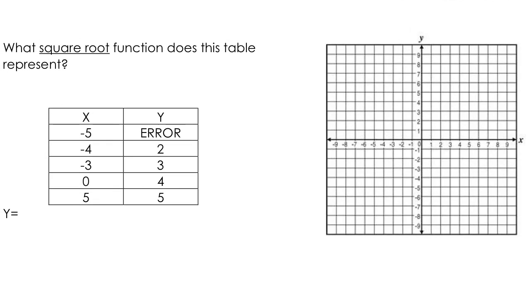Okay, let's look at this one. Another error. Okay, so we don't have to graph that, but just don't completely neglect it. So let's graph the rest of them. -4, +2, -3, +3, 0, 4, 5, 5. Okay, what's this one look like? Now, because of that error, I know that nothing over here exists in the graph, so this one is going to be a square root function.